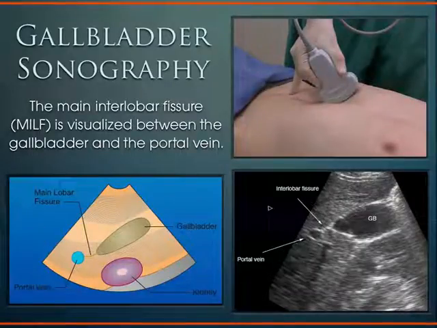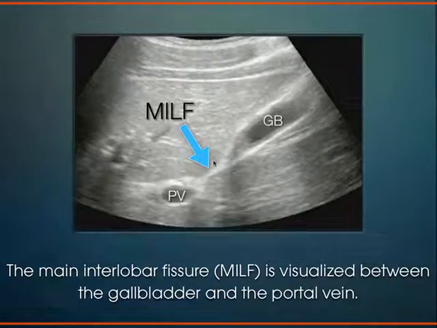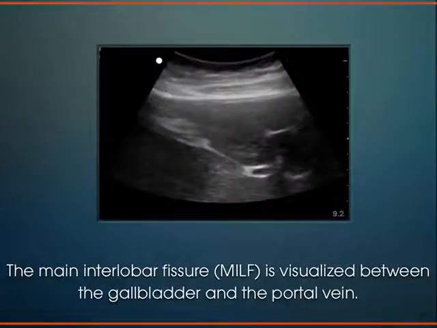Sometimes it's difficult because there's lots of black objects on the screen. You're not sure which one's the gallbladder. Keep in mind that the main interlobar fissure, or MILF, is visualized to connect the portal vein to the neck of the gallbladder. We could see one example here of that interlobar fissure. We could see another great example here of this main interlobar fissure. Again, portal vein, neck of the gallbladder here. And it's just basically one of the landmarks to think about.